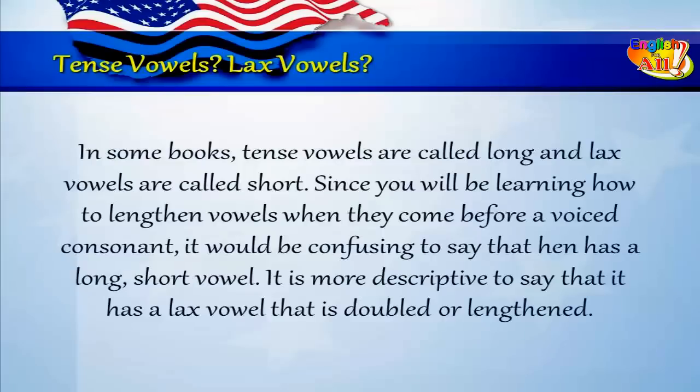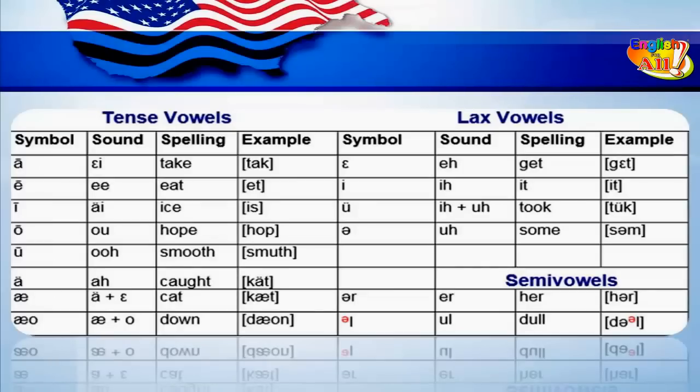Since you'll be learning how to lengthen vowels when they come before a voiced consonant, it would be confusing to say that hen has a long, short vowel. It's more descriptive to say that it has a lax vowel that is doubled or lengthened. Here are the tense vowels.